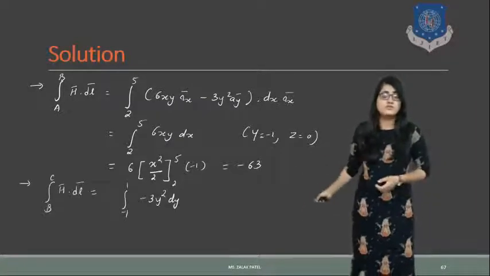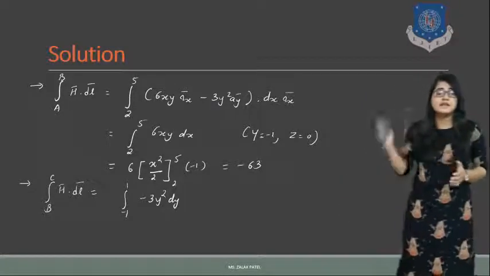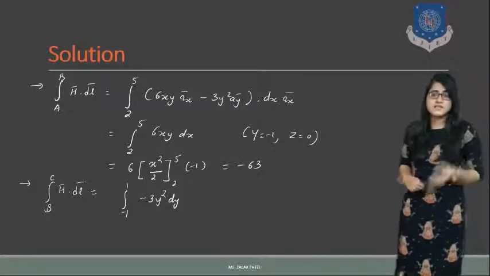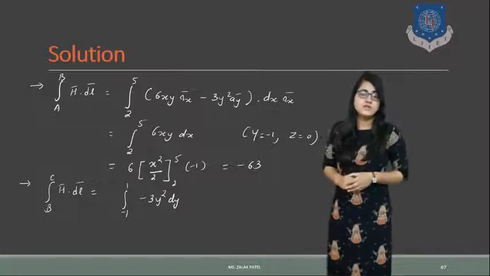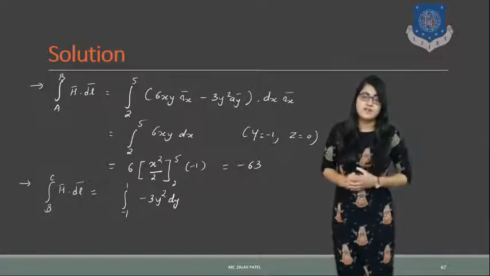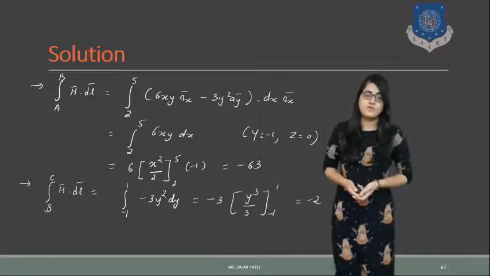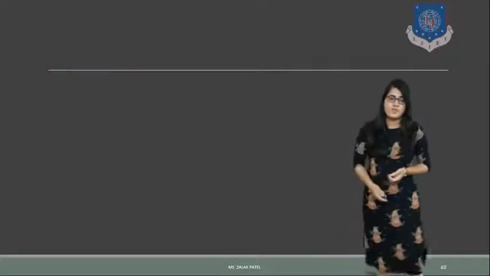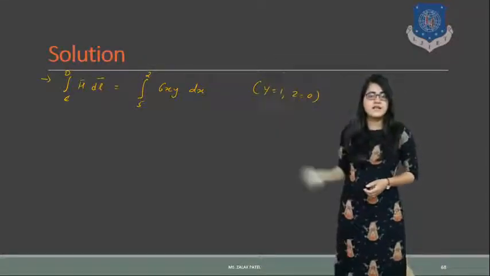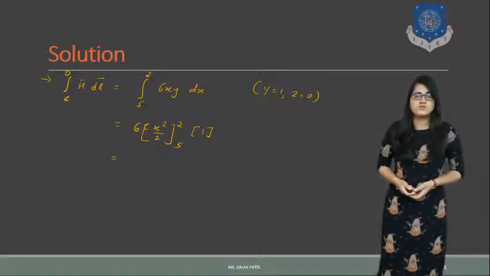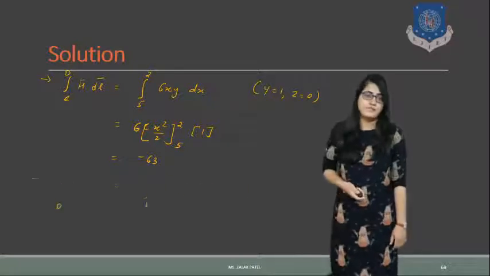Same way, you have to do the B to C integration of H dot dl. Again, you have to put the value of H bar, and here in B to C, which variable is changing? It is dy. So for dy, you have to do the integration, and here you have to keep x constant. So with respect to y, the integration of y square is y cubed by 3, and you have to put in the limits. You will get -2. Same way for the third part, C to D means 5 to 2, 6xy dx, with y equal to 1 and z equal to 0. So the value for the third part of the integration is -63.